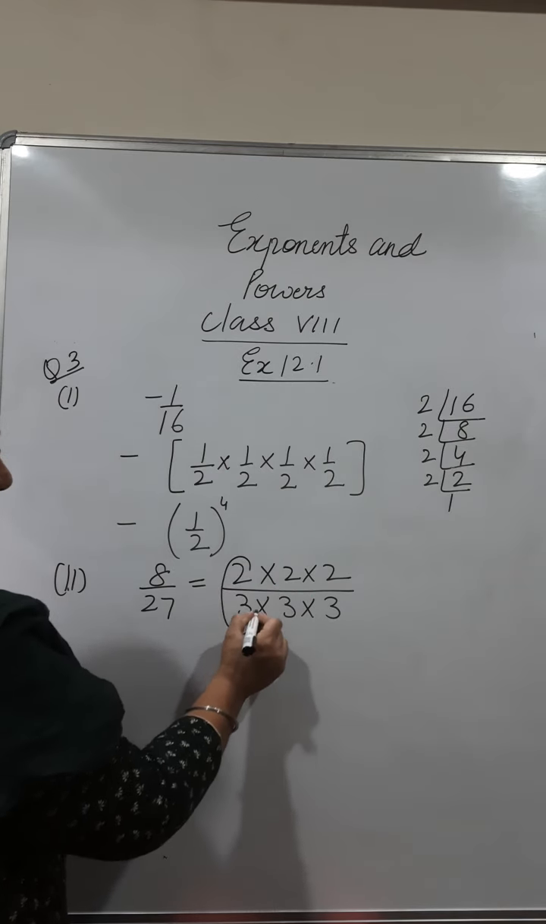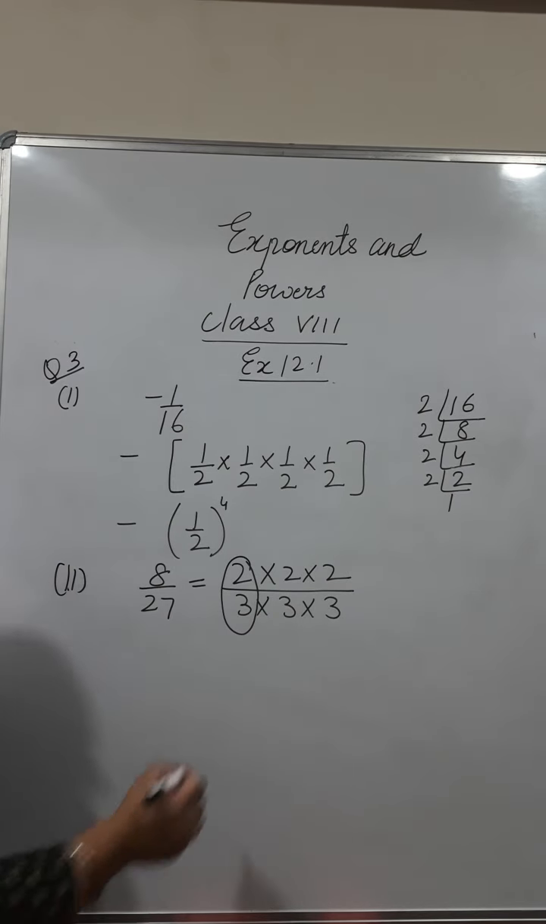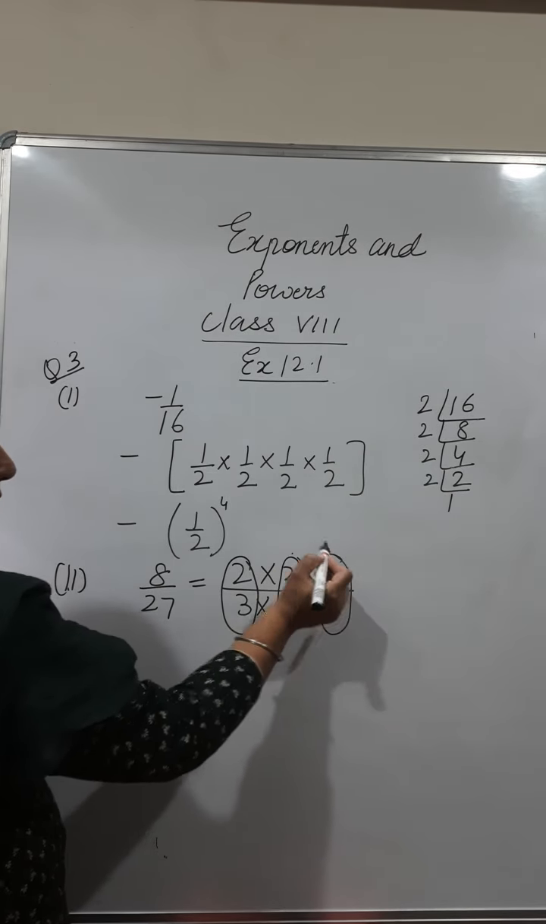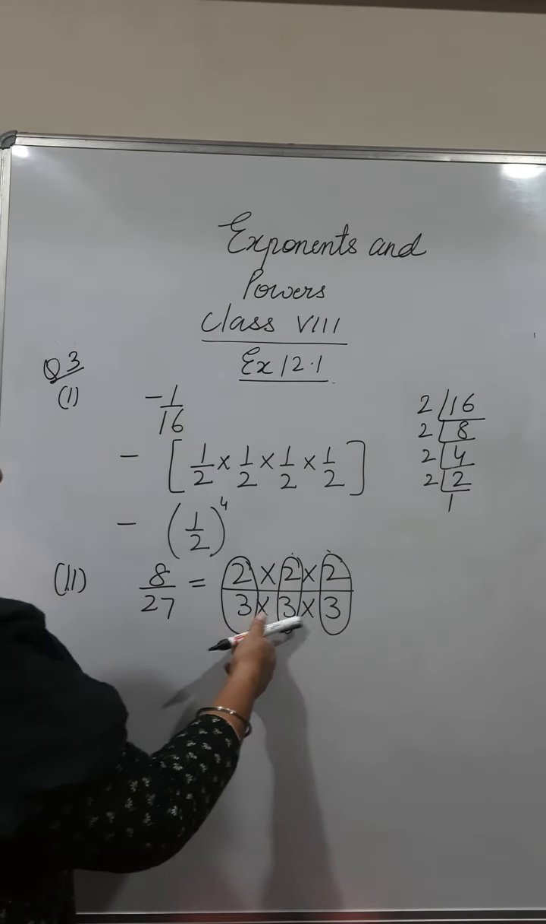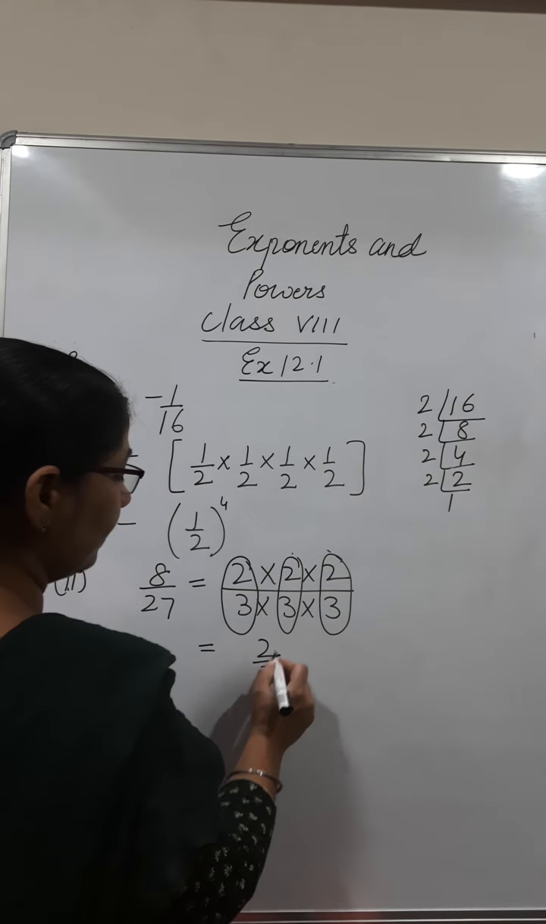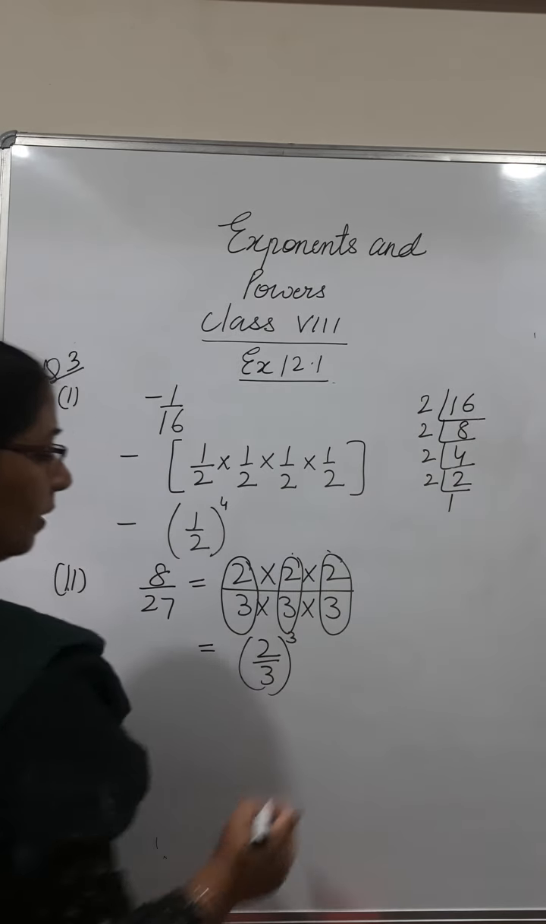So, you can make a group of 2 by 3 here. 2 by 3, again 2 by 3, again 2 by 3. How many times are you getting 2 by 3? You are getting it 3 times. So, you will write it as 2 by 3 power 3.